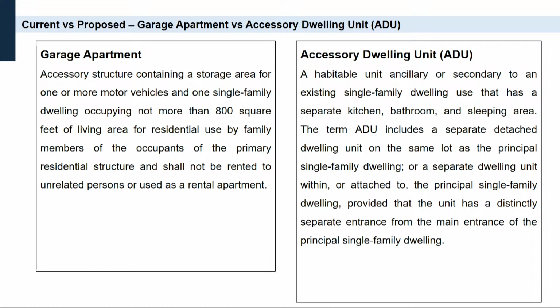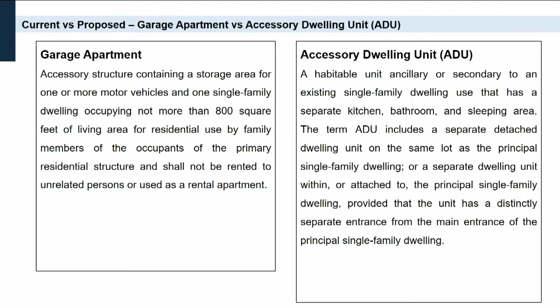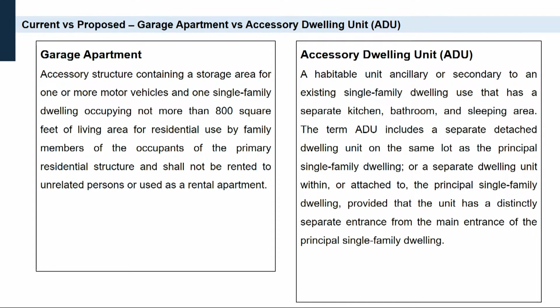It can be a detached dwelling. Think of it as like a standalone smaller structure in the back of a home, or it can be within the principal dwelling unit, provided that the unit is distinctly separate and has a distinctly separate entrance from a main entrance. Now I can speak to the history of garage apartments in the city. I believe in the last 3 years we've probably given out 3 garage apartments, and I think we have interest in another.